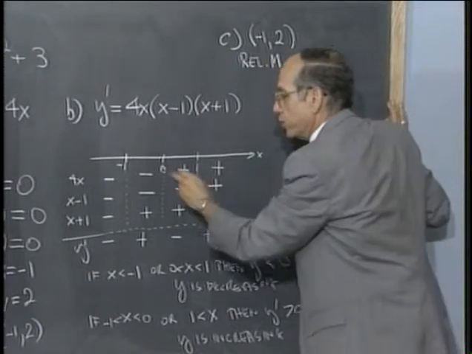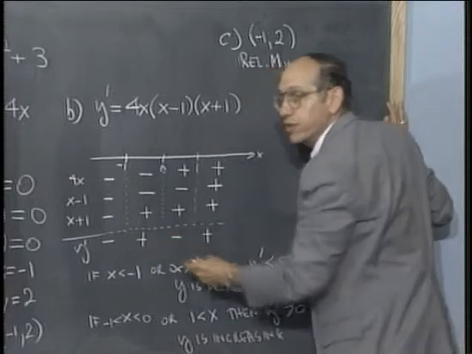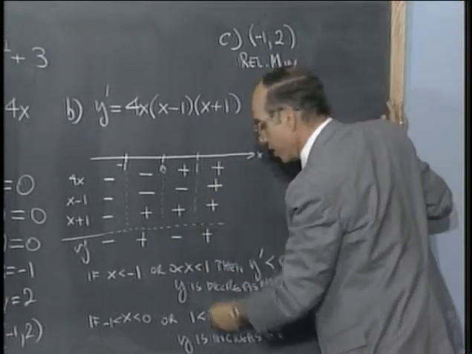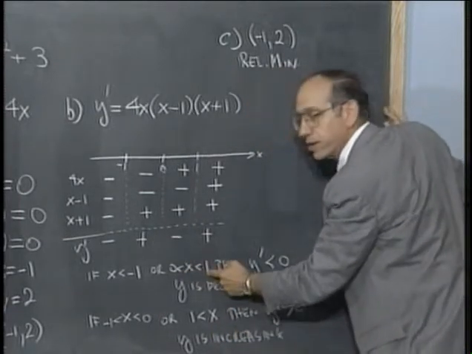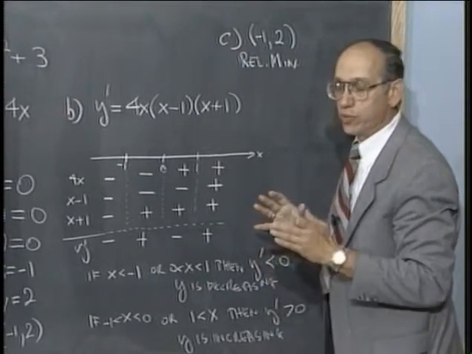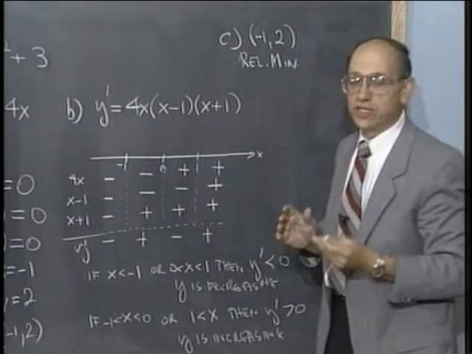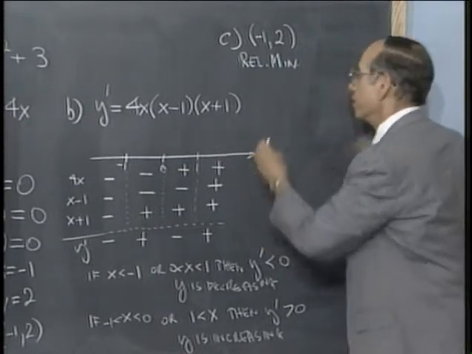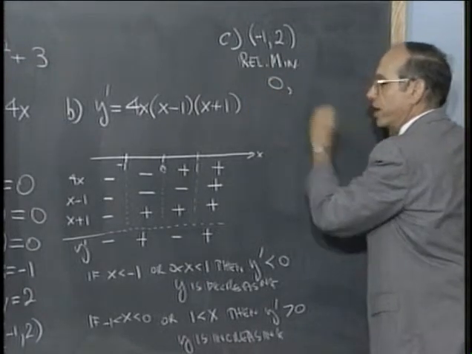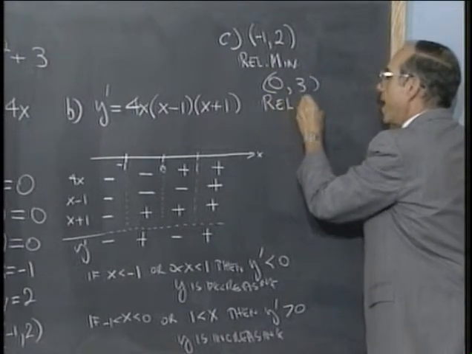Moving along, we get towards 0. Now, to the left of 0, y prime is positive. The function is increasing. That means we're going up. On the other side, between 0 and 1, y prime is negative. y is decreasing. So as we come towards x equals 0, first we're going up, then we're going down. That means we must have reached a relative maximum. And that would be at x equals 0, where y we already calculated was 3. And that's a relative maximum.